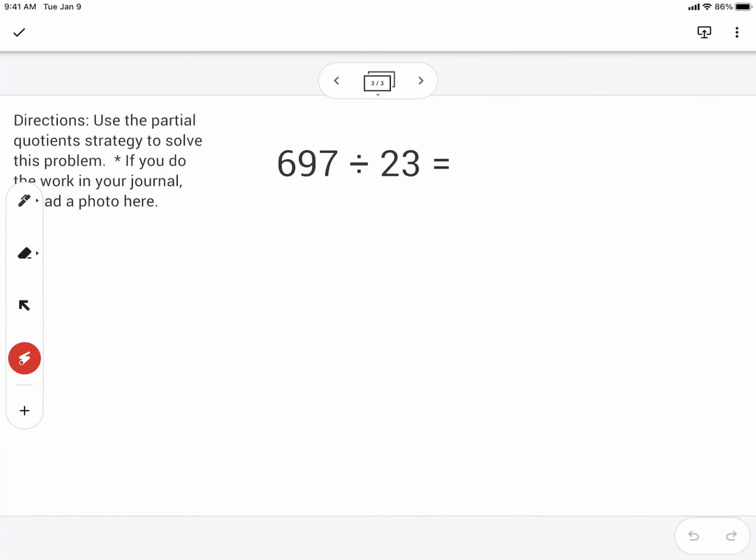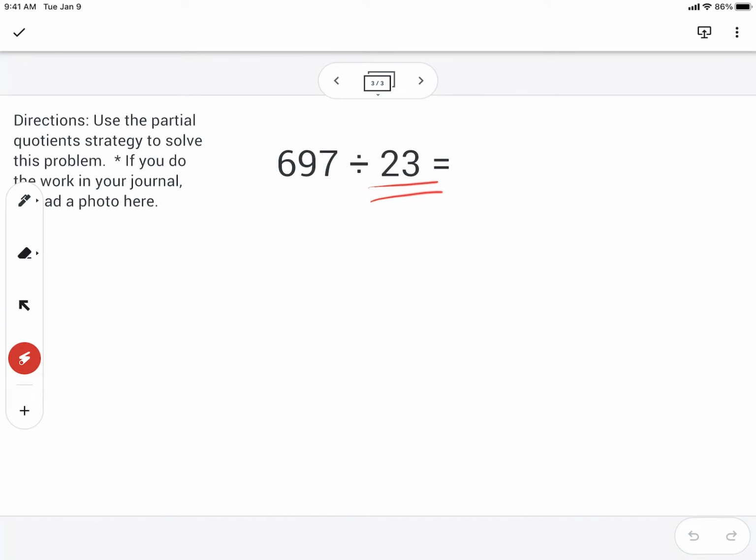Last page for the math homework for tonight is 697 divided by 23. Okay, 23, that's my favorite number. Michael Jordan, 23. Okay, anyways, back to this.